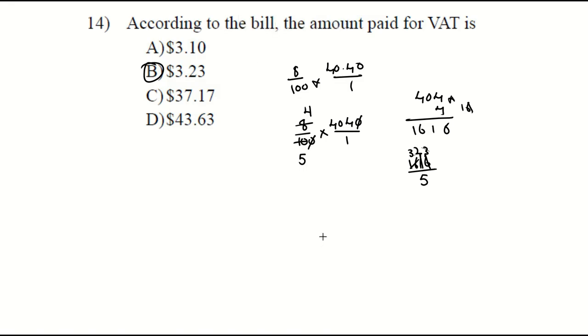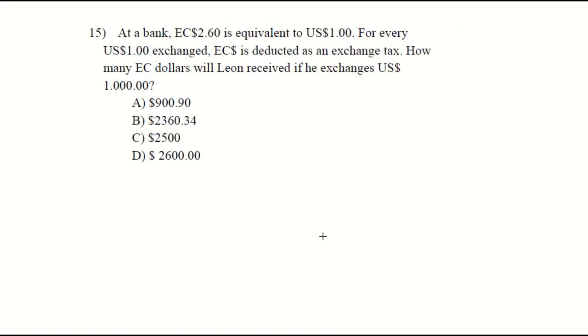Okay. Let's go to the next one, number 15. This is a very repeated question, so pay attention to it. At a bank, EC $2.60 is equivalent to US $1. For every US exchange, EC is deducted.